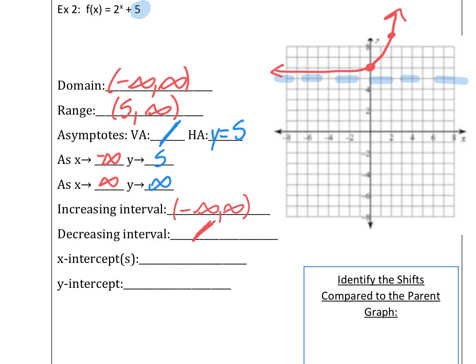X-intercept, what do we think? Nothing. And y-intercept? 0, 6. How are we feeling? Good? Okay, next page.